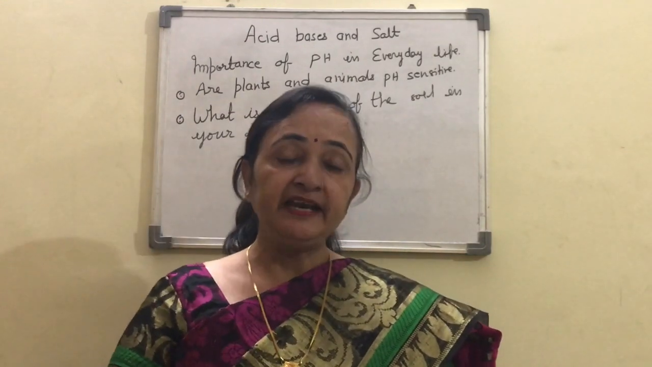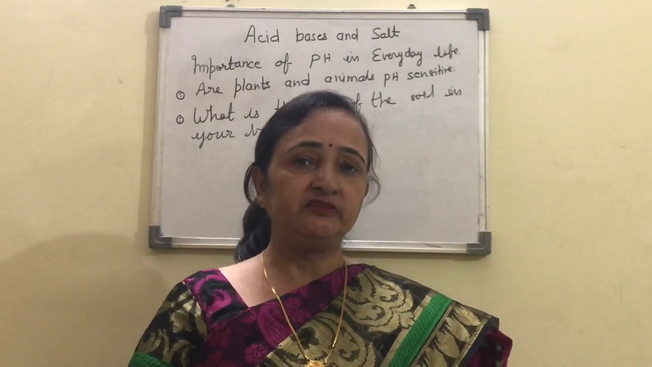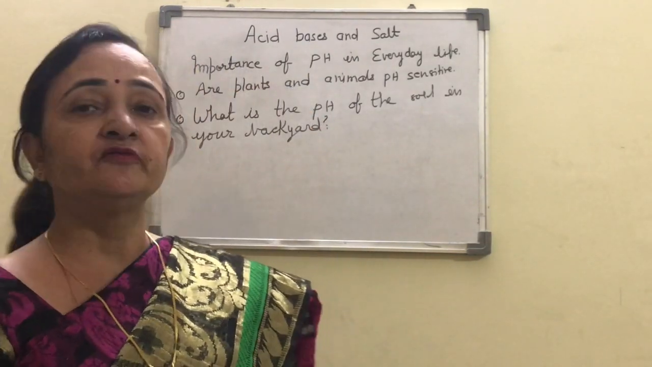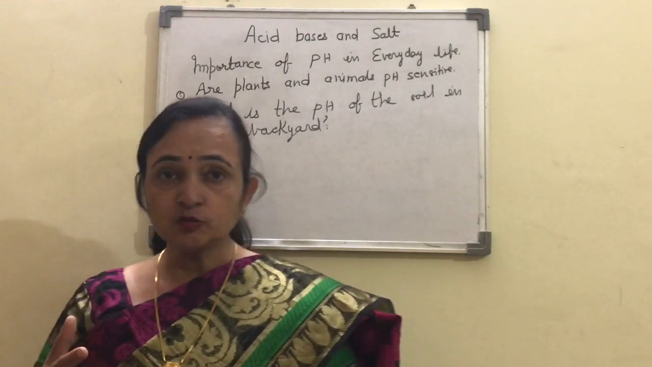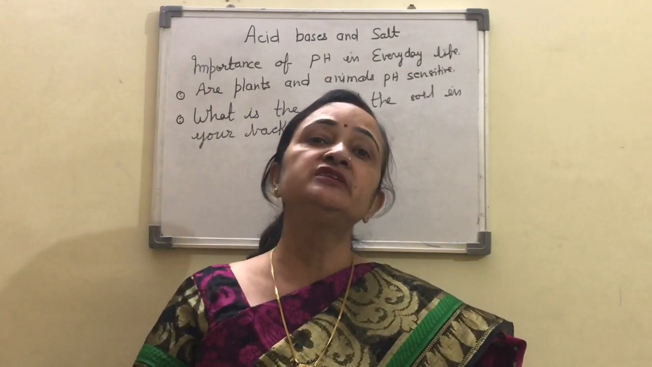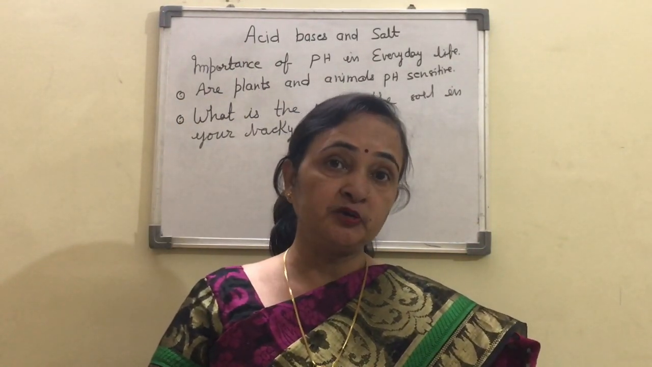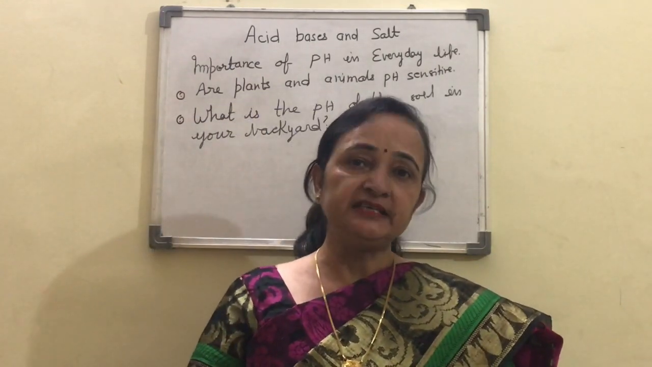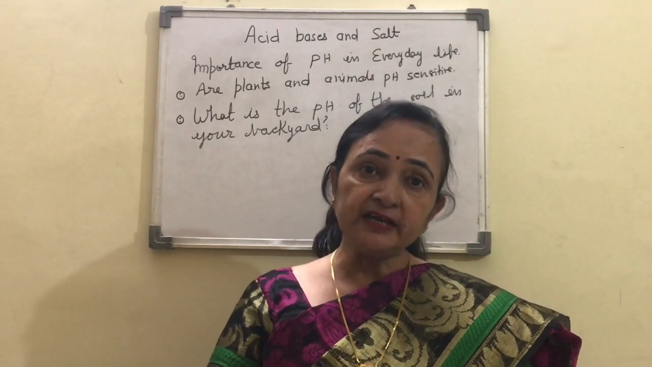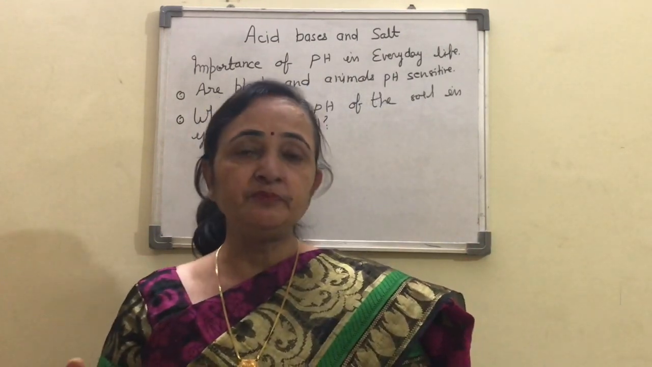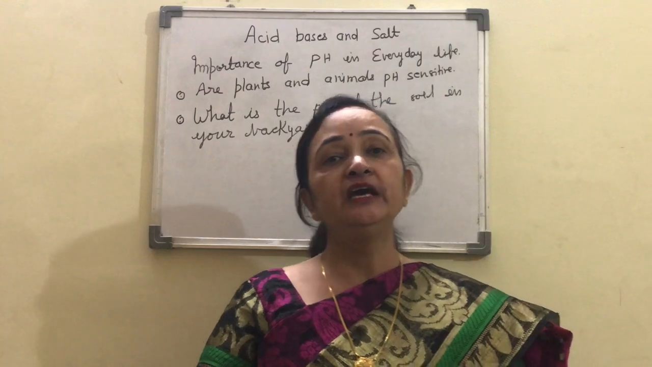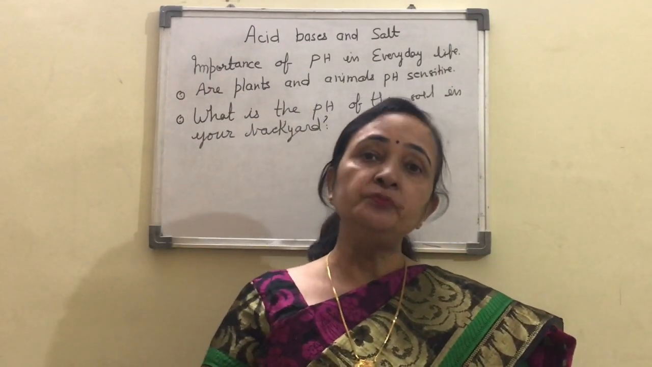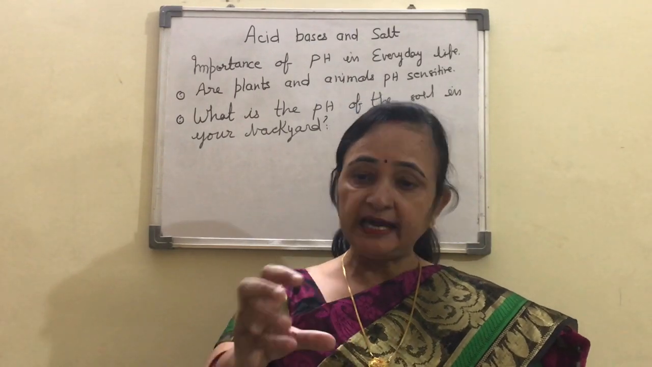To understand this, there is a very simple activity with which you can find the pH value of the soil. Farmers use this technique to find the pH, because different crops require different types of soil. Depending upon that, they can make the soil acidic or basic according to their requirement. To understand how acidic or how basic the soil is, we can just collect the soil.